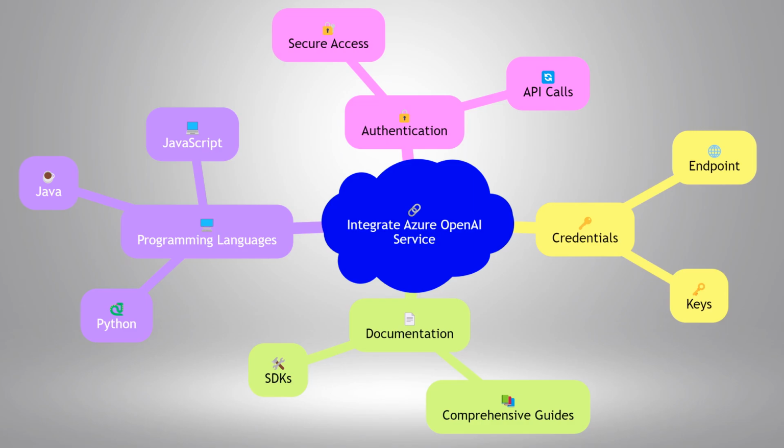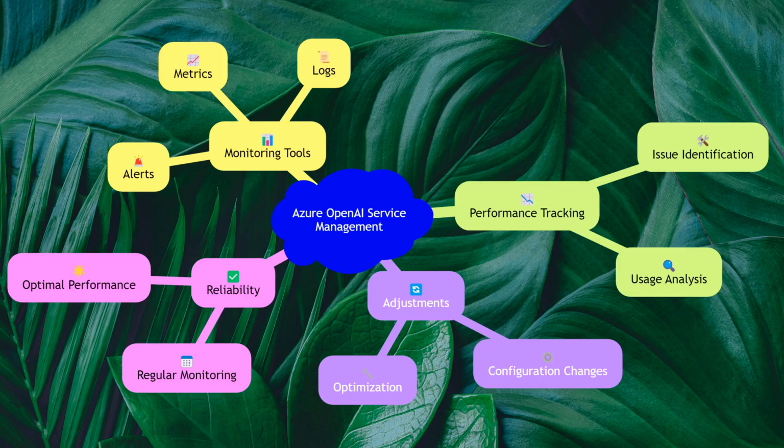Azure provides comprehensive documentation and SDKs for various programming languages, making it easy to integrate the service into your applications. Once your Azure OpenAI service resource is up and running, it's important to monitor and manage it effectively. The Azure portal provides various tools and features to help you with this, such as metrics, logs, and alerts. Use these tools to track the performance and usage of your service, identify any issues, and make necessary adjustments. Regular monitoring ensures that your service remains reliable and performs optimally.